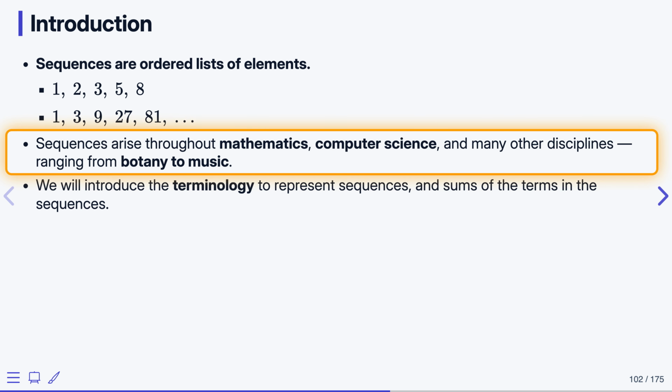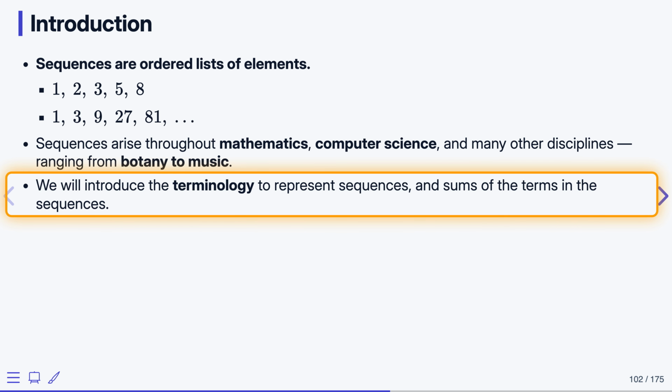Sequences appear everywhere, not only in mathematics and computer science, but in many other fields, from the growth patterns of plants to rhythm and structure in music. In this section, we build the language we need to write sequences clearly, and to write the sum of their terms in a compact way.